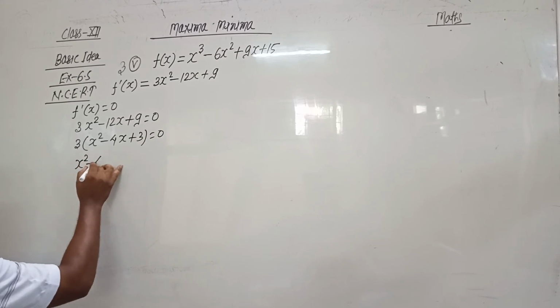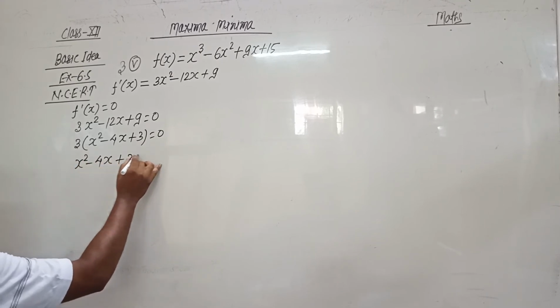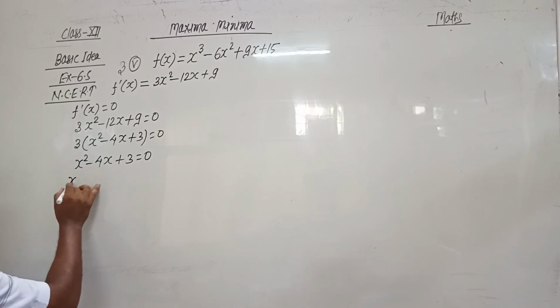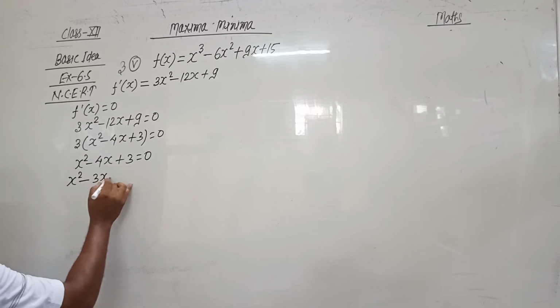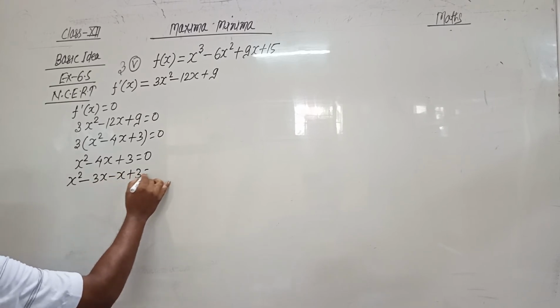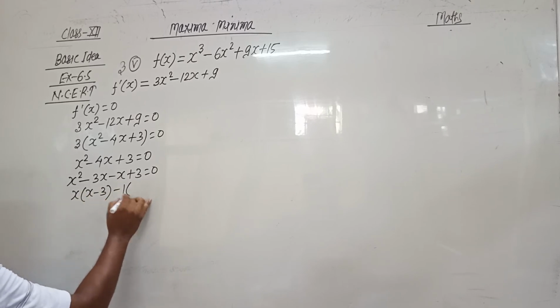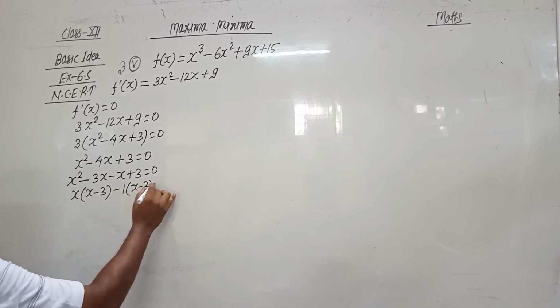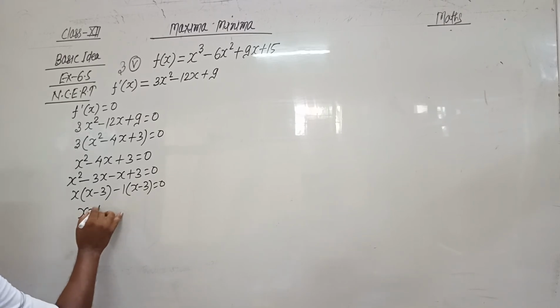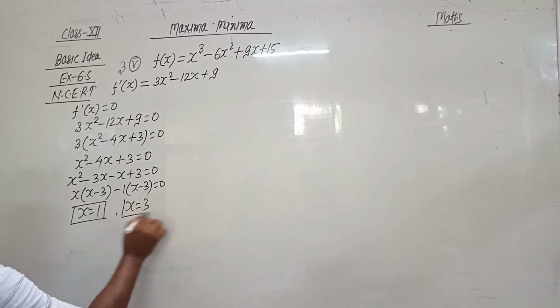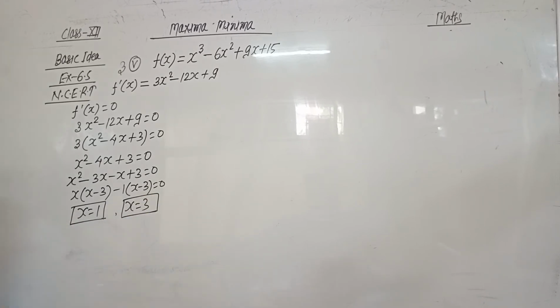We make its factors. x square minus 3x minus x plus 3 equals to 0. From the first two terms, x is common. From the last two terms, minus 1 is common. So we get two values, x equals to 1 and x equals to 3. And on these two values, we have to check the local maxima or local minima.